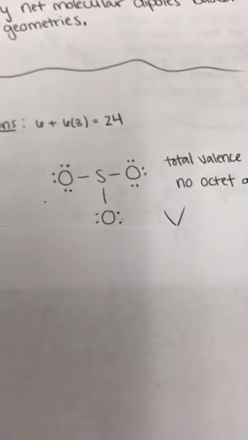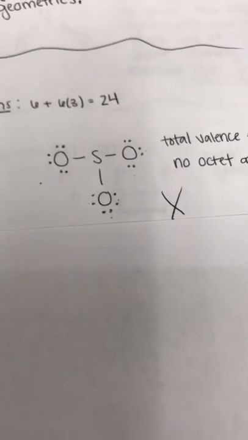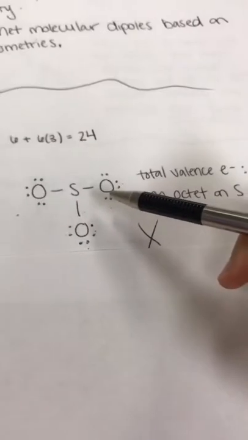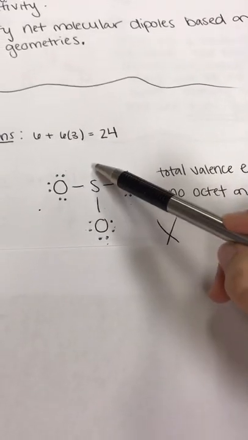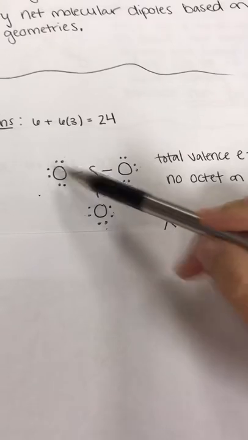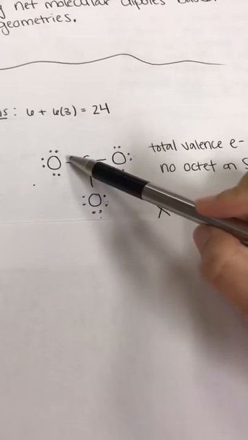And then we can start by distributing electrons onto the outside atoms. We can already see that this Lewis structure is incorrect because, for one, there's no octet on S, and two, if we add up all these electrons, it actually equals 26 electrons when we need 24. So we're going to redraw this.